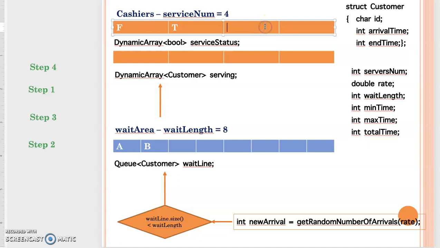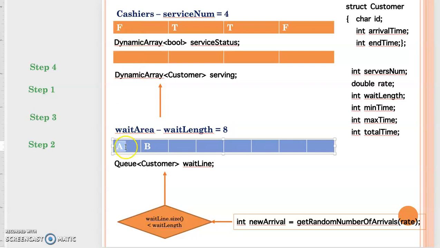So for example, we see here, I have T, true, which means that's busy. So if not busy, that's false. That means they are available. Okay, so now if we see here, oh, then this has one cashier available. So now I can pop my customer to the cashier. But this one only checks the status.